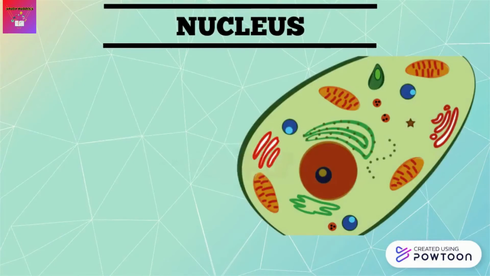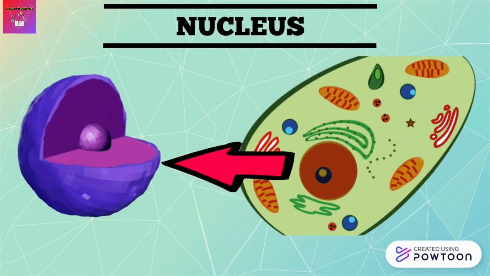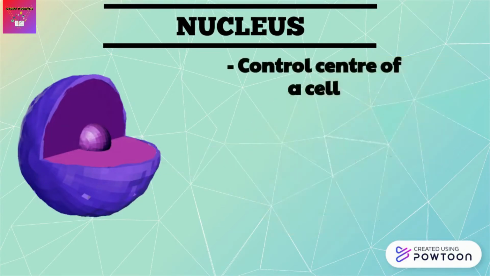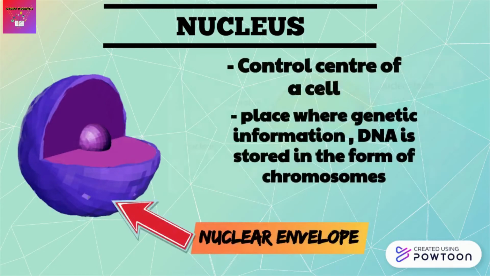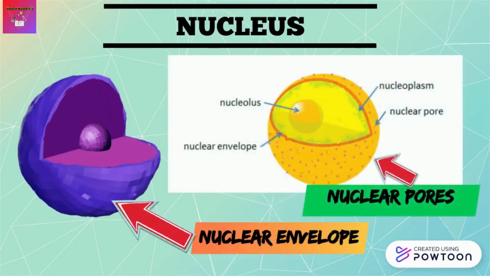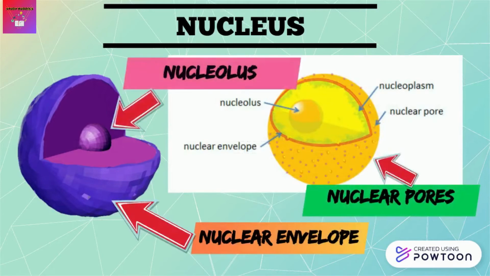Now, let's look at the first structure in the eukaryotic cell, which is the nucleus. Most of us may have learned before that the nucleus is the control center of a cell. To make that statement even more accurate, the nucleus is actually the place where the genetic information or DNA is stored in the form of chromosomes. A nucleus has a nuclear envelope that separates its environment, while substances can still enter and exit the nucleus via the nuclear pores. The place stained darker here is called the nucleolus. It is the site where ribosomal RNA is produced to form ribosomes later in the process.